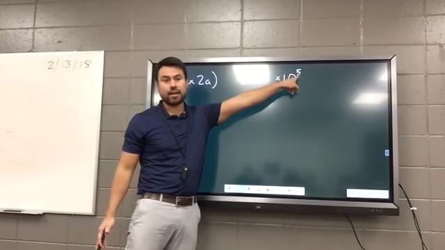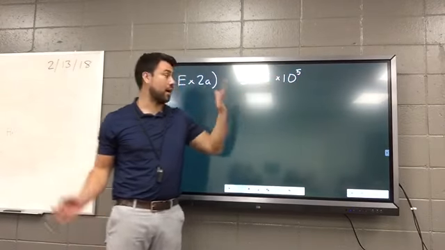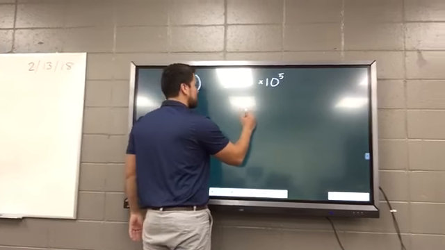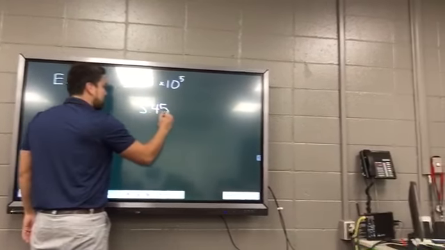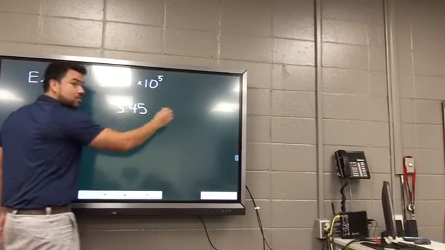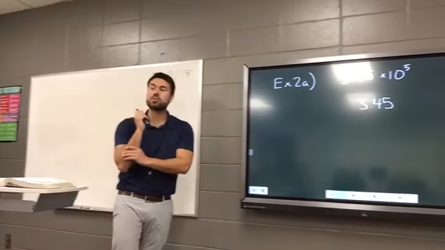What kind of exponent is that? Positive or negative? Positive. It's got to be a big number. So you have two choices. You can either move the decimal to the right 5 times, or you can move it to the left 5 times. Which one's correct, though?